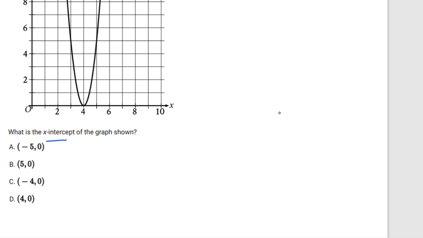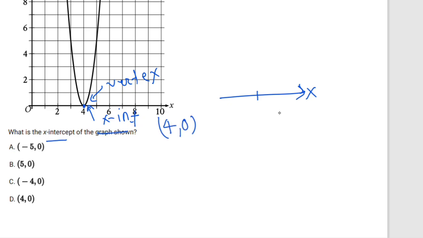What is the x-intercept of the graph shown? So as we see, the x-intercept would be the point where the graph cuts the x-axis. So this point is also the vertex, and this is also the x-intercept. So the x-intercept is 4, 0. So this is D. Next.